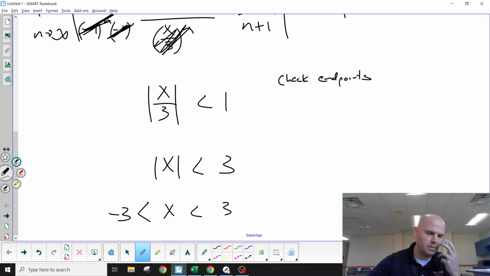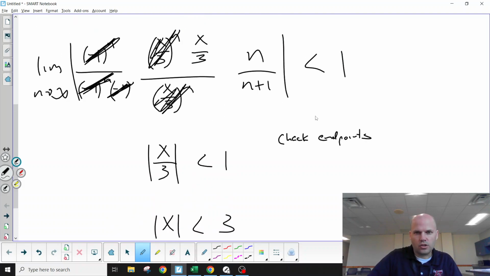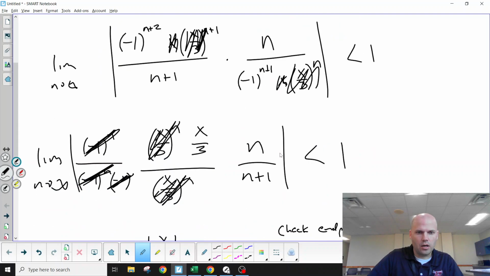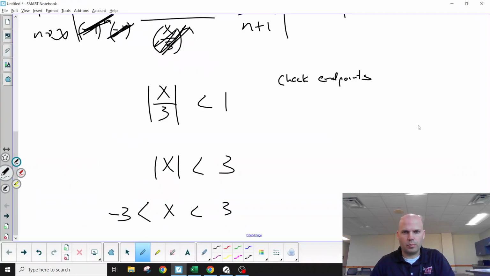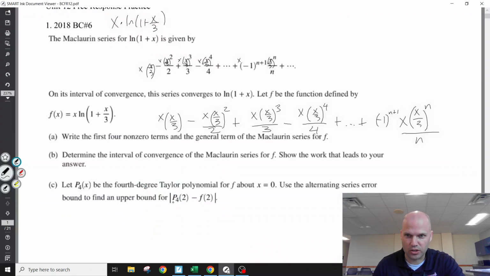Typically, one of them is going to be a harmonic, which won't converge. The other one's going to be alternating harmonic, which will. So we have to go back to our nth term. We plug in 3. This is like absolute convergence. Now we're going to check for conditional convergence.